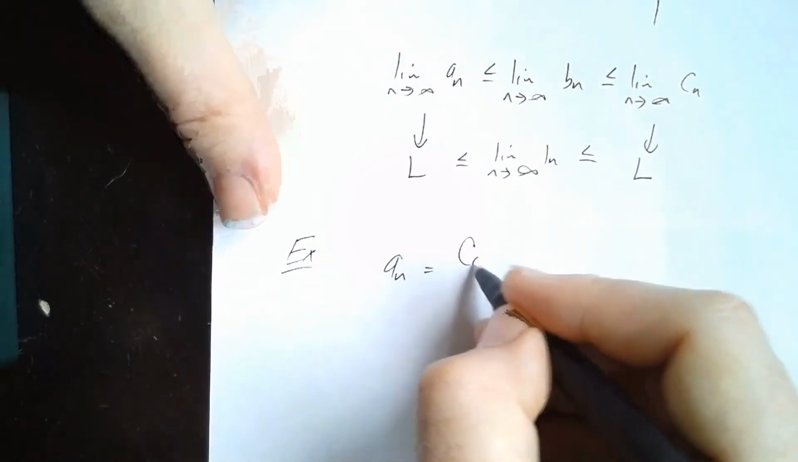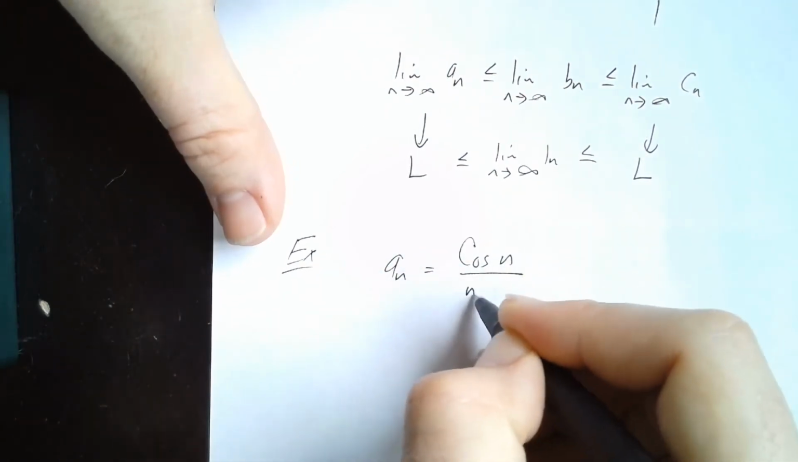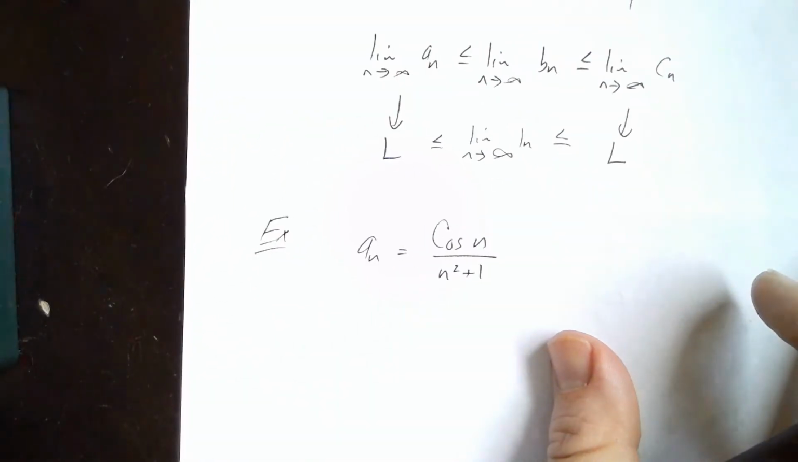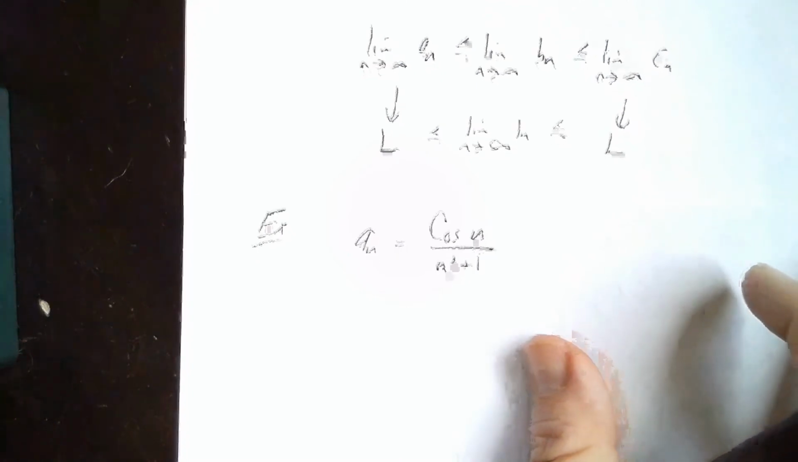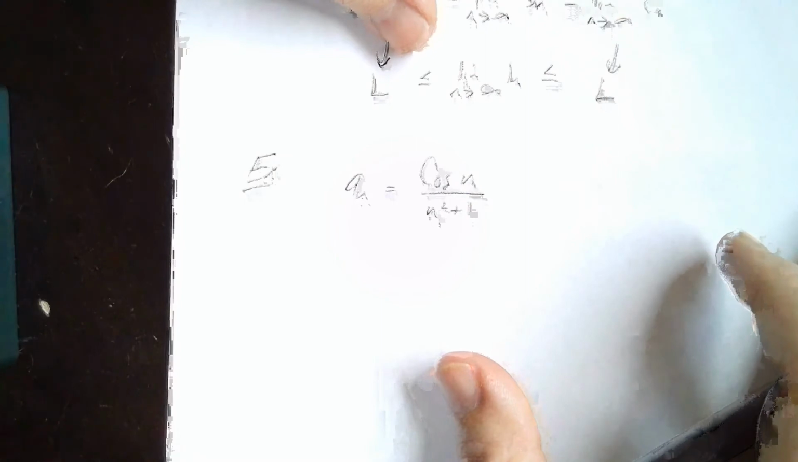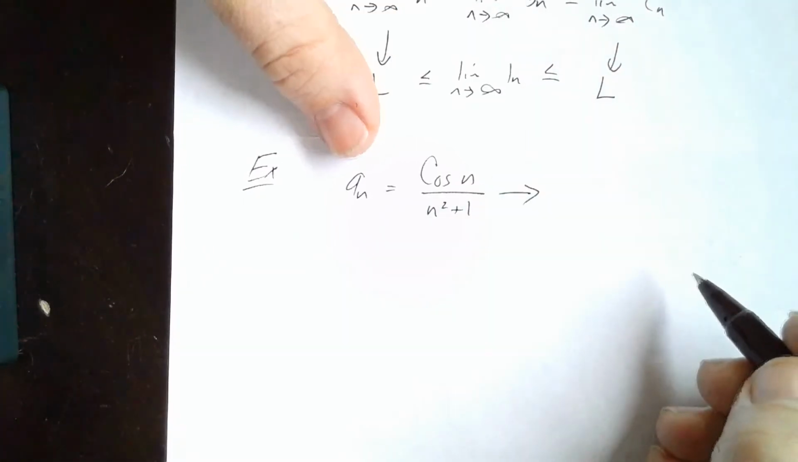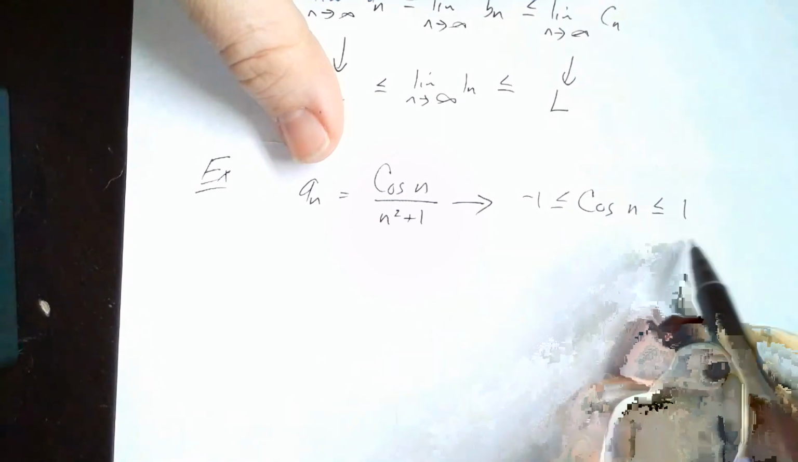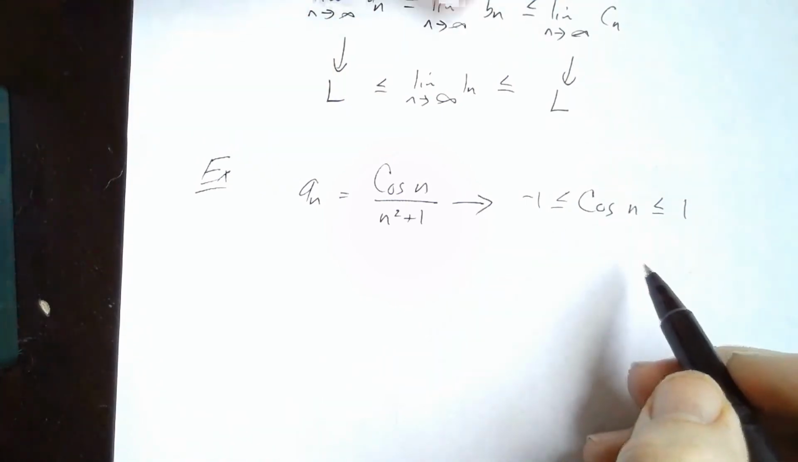So the example we're going to look at for this is a sub n equals cosine of n divided by n squared plus 1. Just like when we did the squeeze theorem in Calculus 1, we're doing the squeeze theorem in Calculus 2, but this time we're just doing it on sequences, not functions. The rules don't change, though, because most sequences can be treated like functions. So I'm going to start with the fact that the cosine of n for all values is bounded between -1 and 1. I know this to be a true statement from my basic algebra and trigonometric rules.